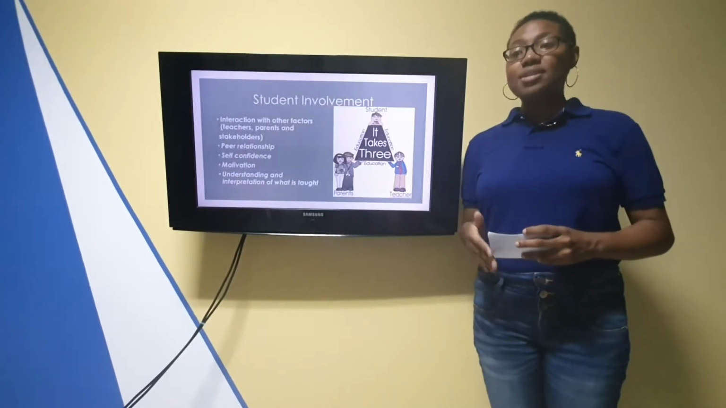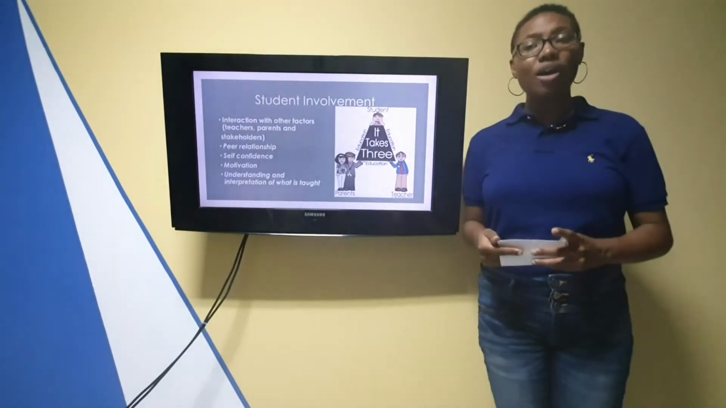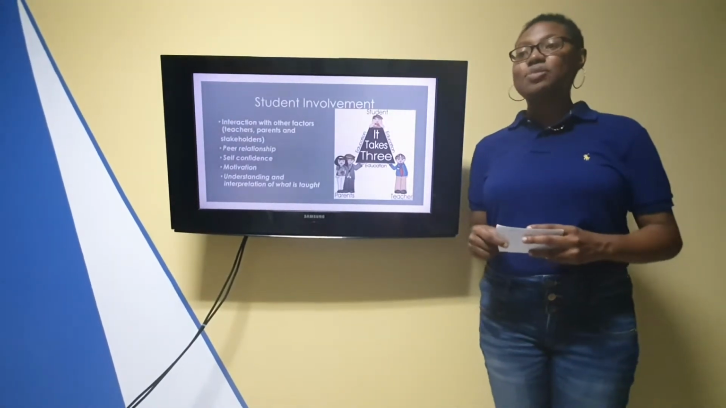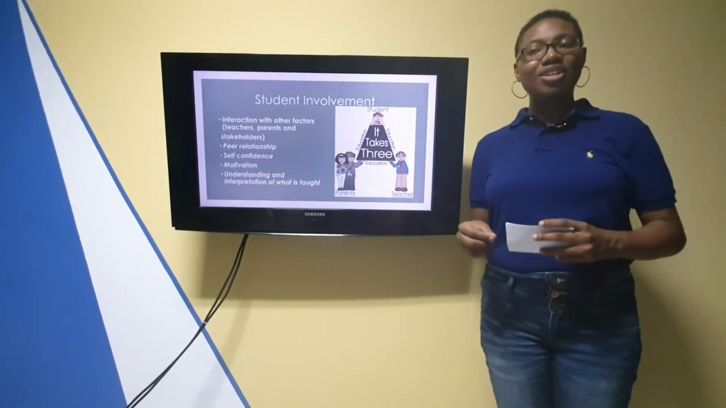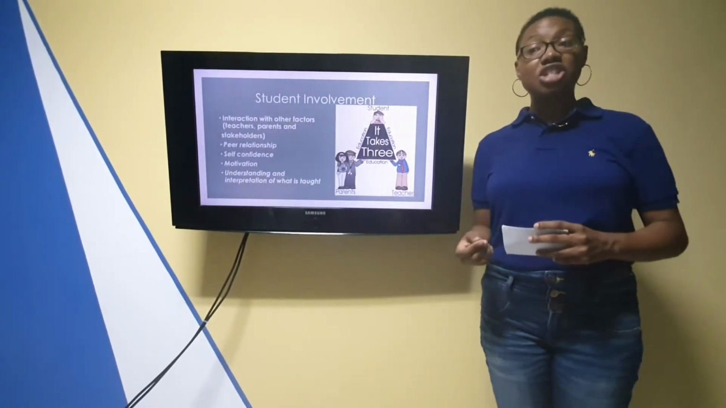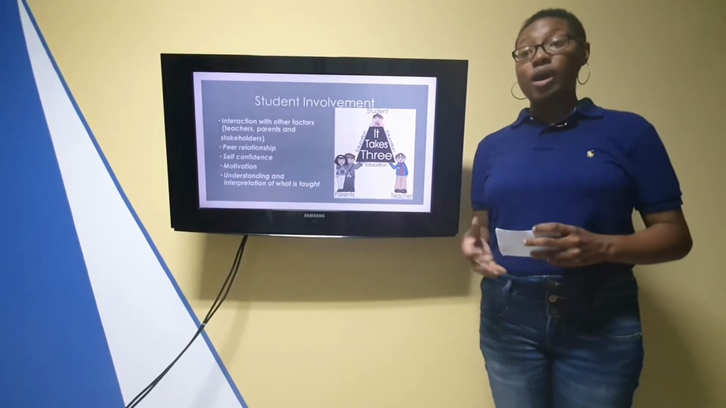Furthermore, we have to talk about the students' involvement in this whole process. They are the main subject. We revolve around them. However, students need to be involved in their own studies. They must interpret and understand what was taught by the teacher and learn to motivate themselves to do well.